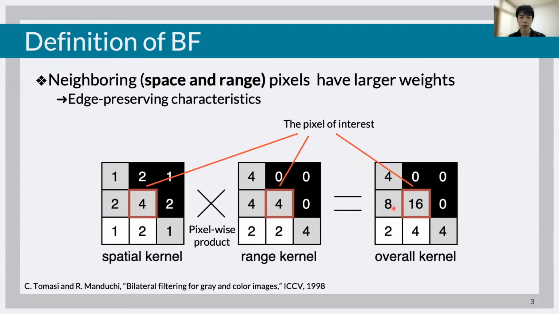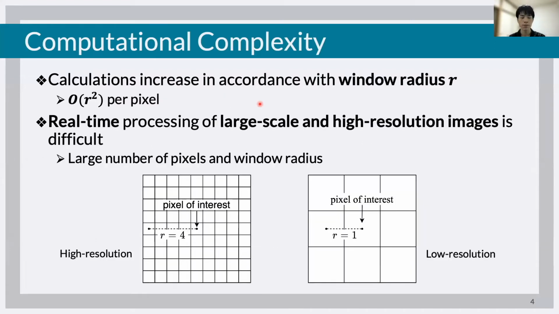Neighboring pixels, in terms of both space and range, such as this, have larger weights. But on the other hand, the weight of the right-hand side is small, even though it is close to the pixel of interest, because the pixel value is greatly different from that of the pixel of interest. For these reasons, this filter has edge-preserving properties.